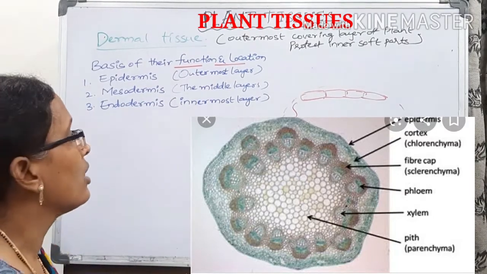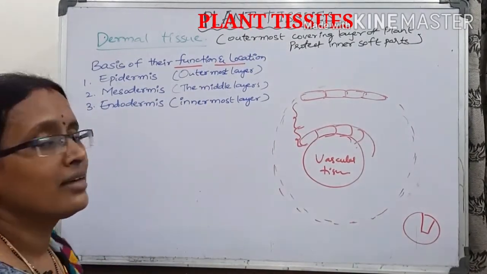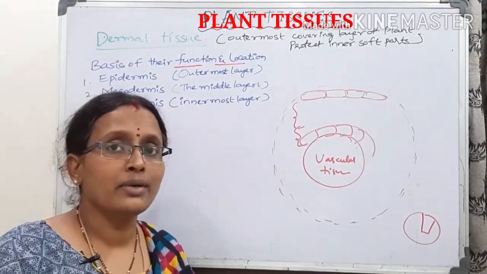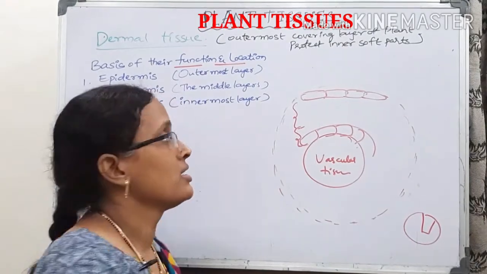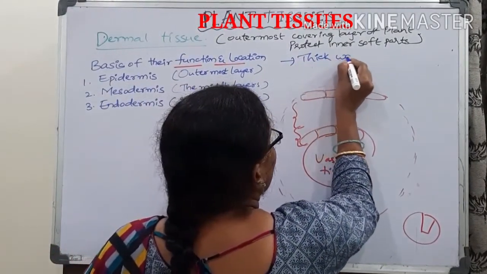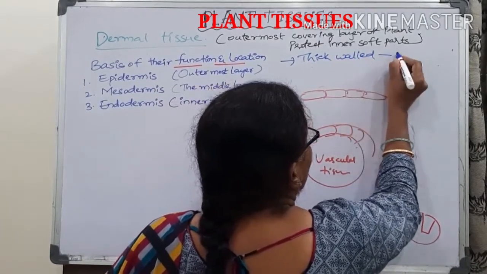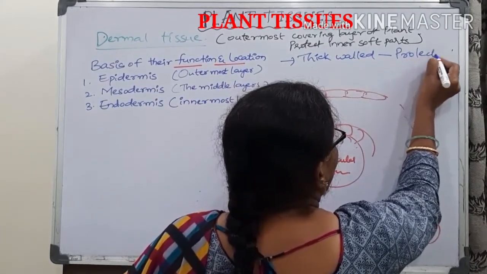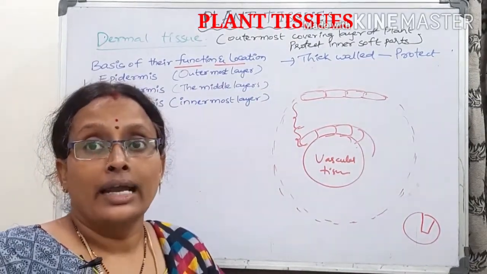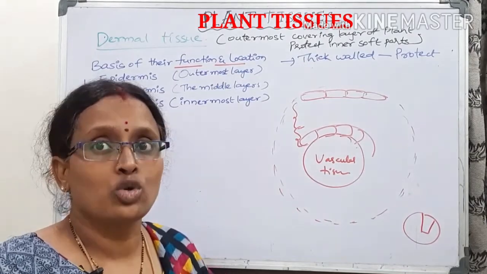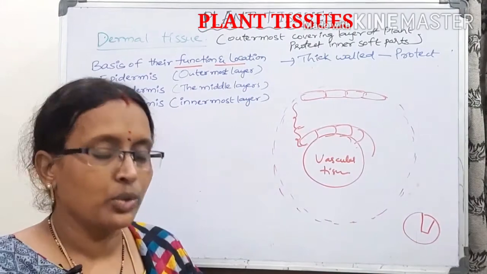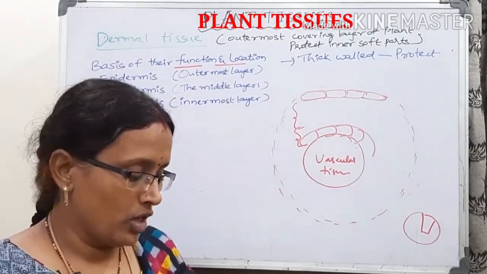These cells are thicker compared to meristematic cells, which are thin walled, whereas these are thick walled cells. They are thick walled because their function is to protect. If they were very thin, it would be easy for pathogens to enter and damage those layers. So they are thick walled cells compared to the others.